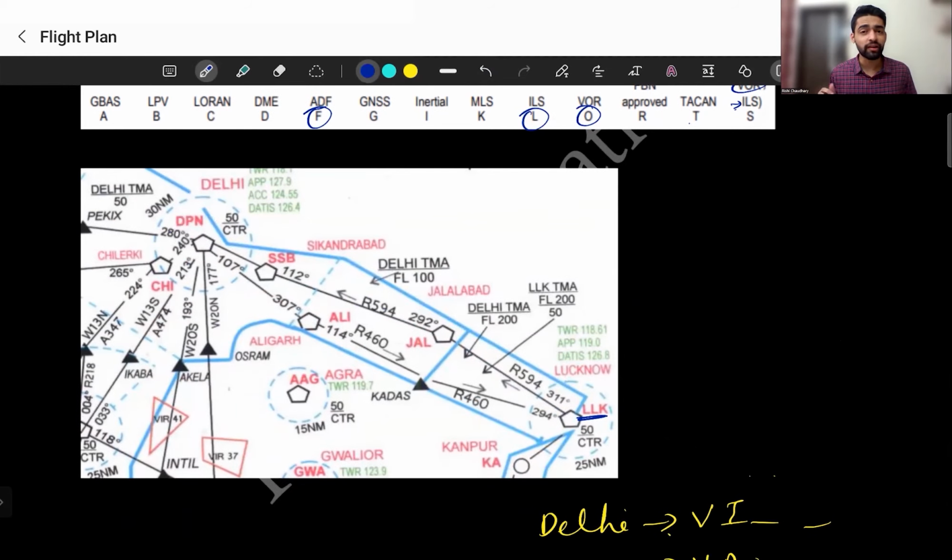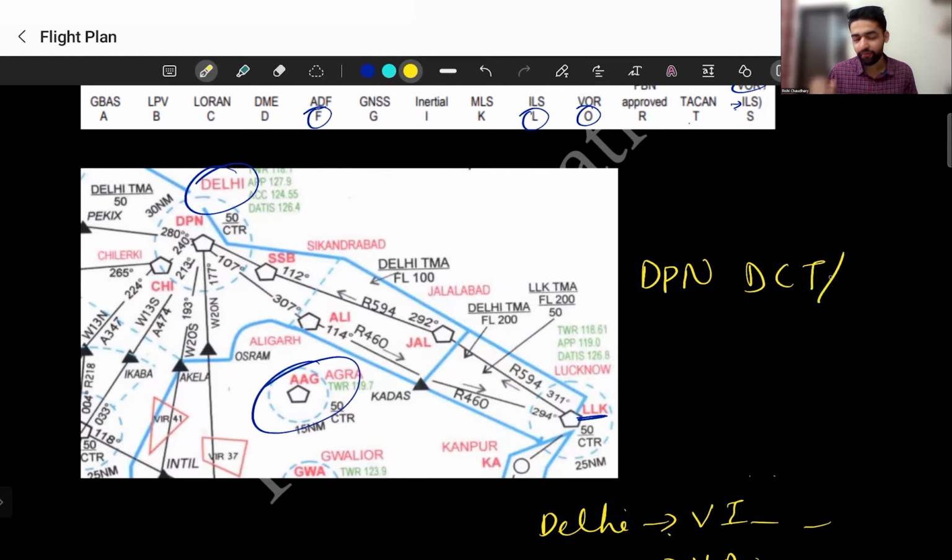Now let's look into the third scenario, in which you are traveling from Delhi to Agra. How will you navigate? Because there are no checkpoints in between. If there is no checkpoint, that means it is a direct route. So in the case of a direct route, how do you write? You will write Delta Papa November. It is very easy. And then you have to write DCT. That is direct. So Delta Charlie Tango.